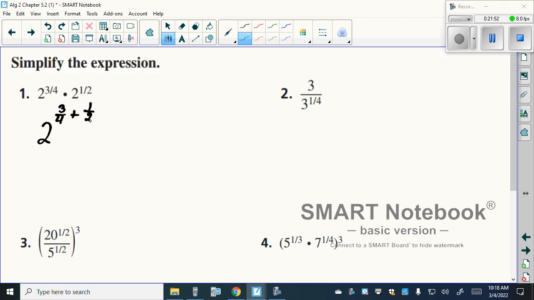Since the bases are the same, we can add the exponents together. When we multiply like bases, we add the exponents. So we'll be seeing what 3/4 plus 1/2 is. 5/4. And I believe that is our final answer, because the only other way that we could rewrite it is splitting that apart, which would be our 2 times 2 to the 1/4, which in my opinion isn't making it any simpler, it's just changing how it looks. Yep, that's it.